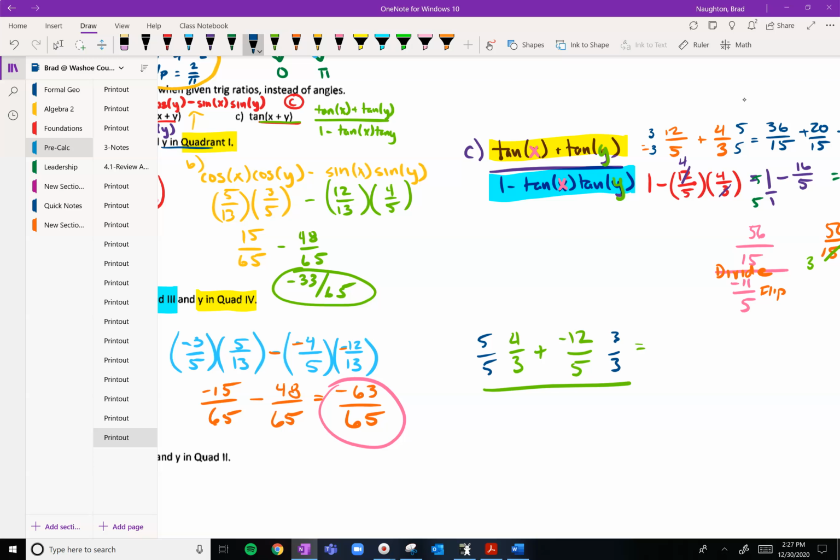So this is going to go ahead and become 20 minus 36/15, which is going to go ahead and become negative 16/15. All right, let's now do the bottom where it's 1 minus tan x, tan y. So 1 minus 4/3, again, same as right there. And then times negative 12/5, same as right there. Again, once you get the hang of this, it's just more the algebra that can get saucy.